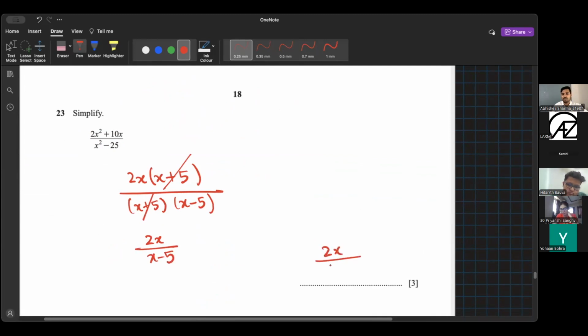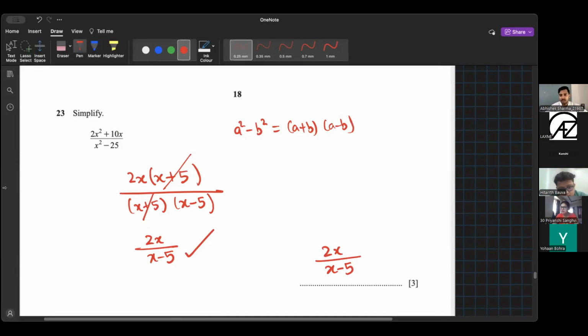What is the parameter for getting 3 marks in this type of question? The first is that you are factorizing the numerator. Second, you are applying the understanding of the identity, a square minus b square, which is a plus b and a minus b. So basically you are factorizing the denominator separately, and you are writing it as a plus b, a minus b, x plus 5, x minus 5. Then you are cancelling out the common ones. You're not leaving it as it is. And then the final answer.